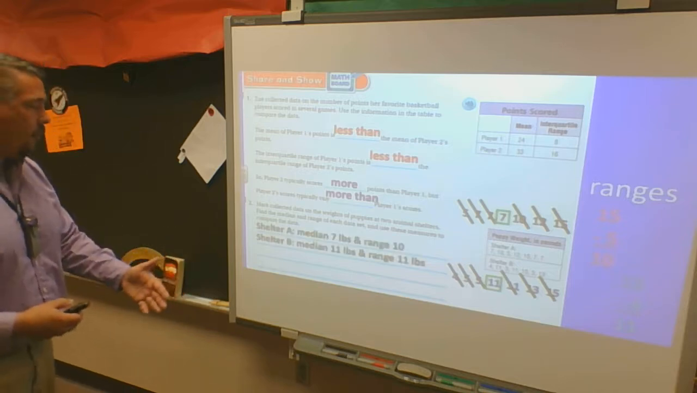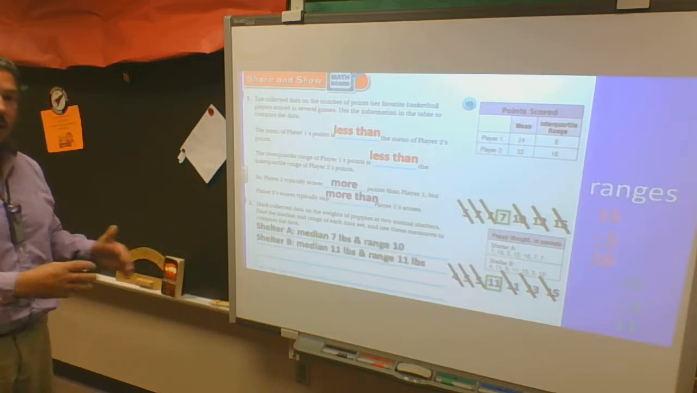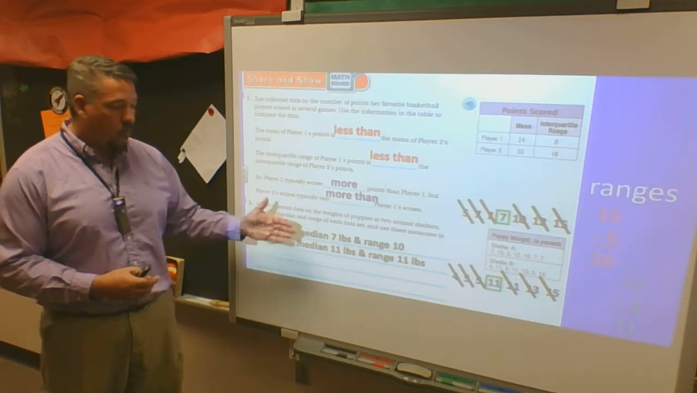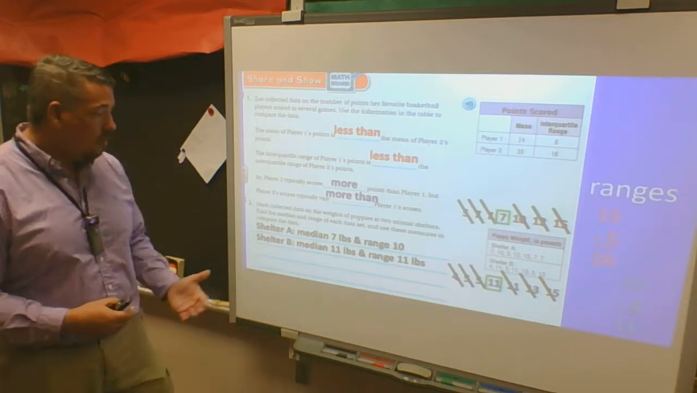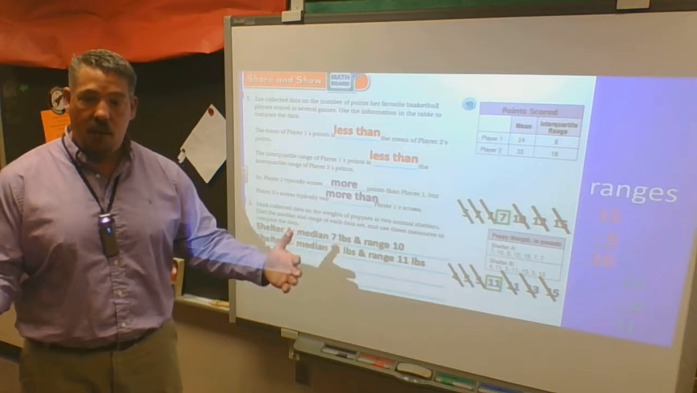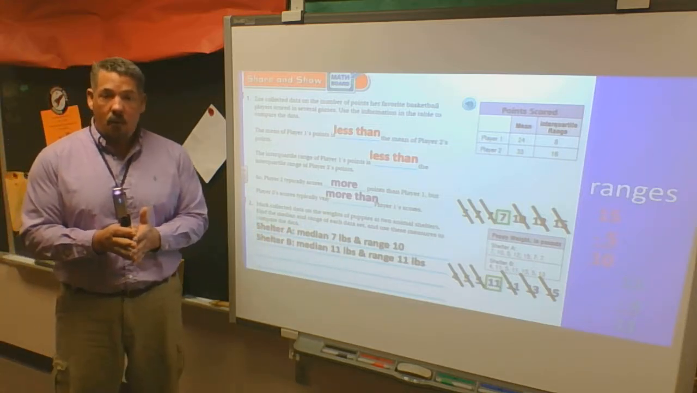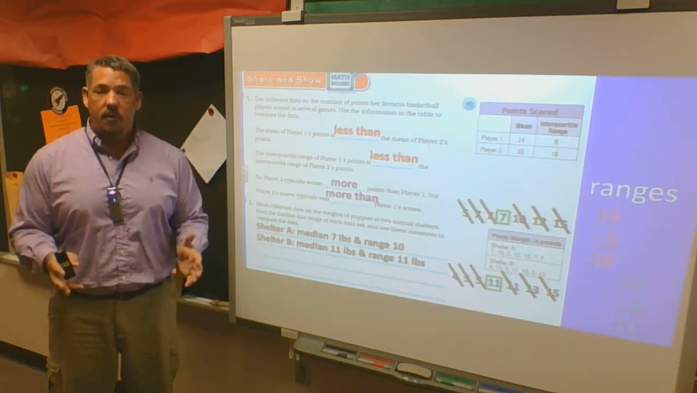So when I look at the information then, I'm going to state the information first. So in shelter A, my median was 7 pounds. My range was 10 pounds. And for shelter B, my median was 11 pounds, where my range was also 11 pounds.